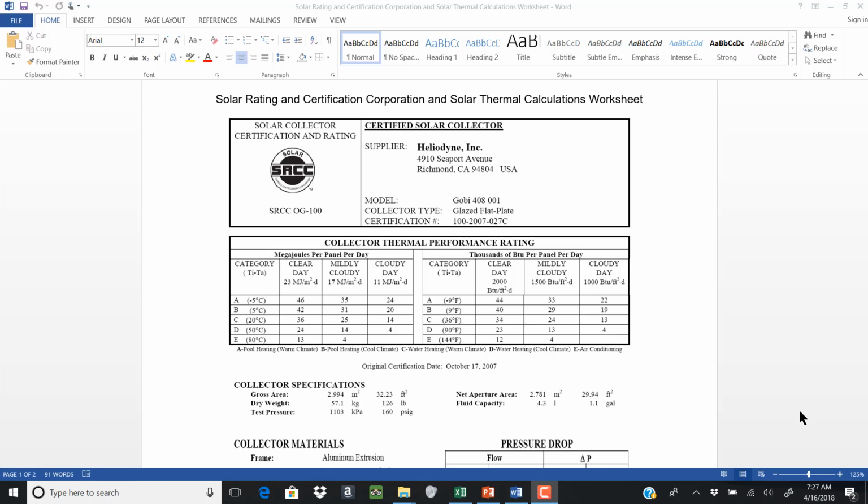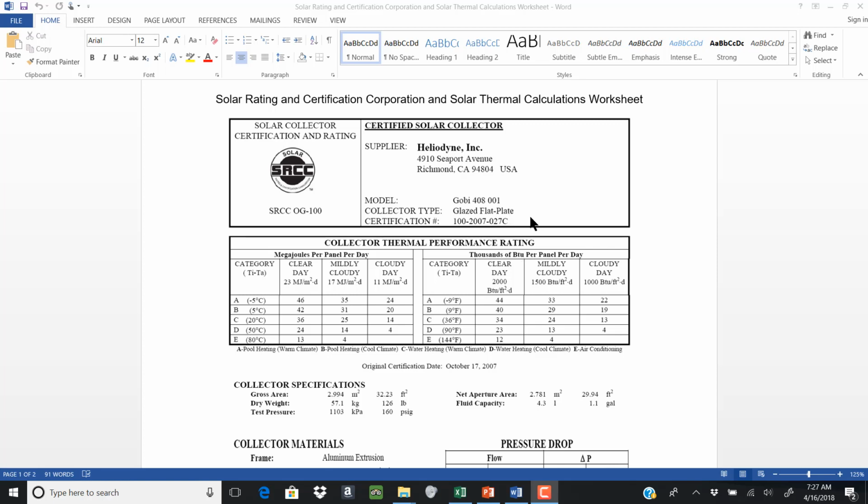This is the Solar Rating and Certification Corporation specification sheet for a Heliodine Incorporated flat plate collector. It's a Colby 408001 collector.